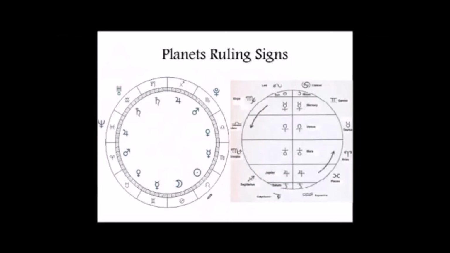All right, now every planet rules one or more signs, and this relationship between the planets and the signs is important. It tells you something about the planets and it tells you something about the signs.